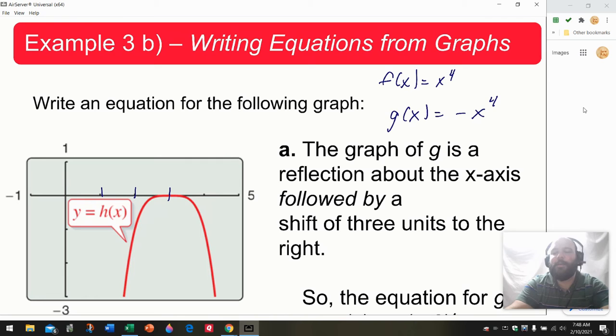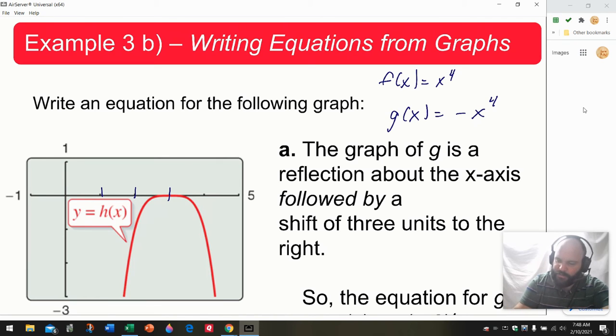But in reality, because horizontal movements are opposite, it's going to be subtracting 3. And again, we are on the inside of the function because it is moving the function horizontally. Horizontally is inside, vertically is outside. So we're moving to the right 3 and it's moving horizontally. That means we're going to have a -3 on the inside of the function.